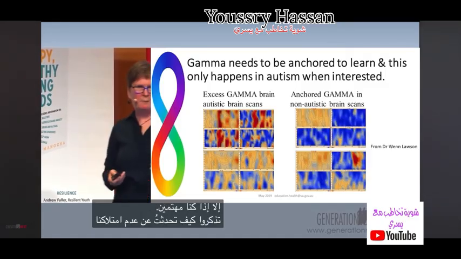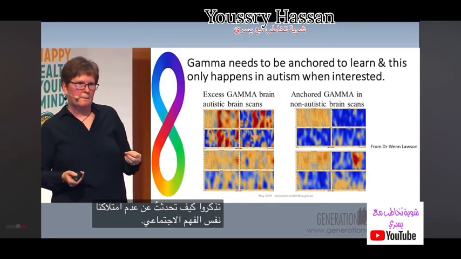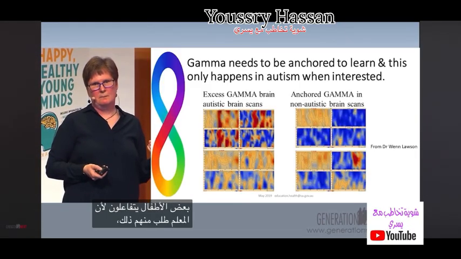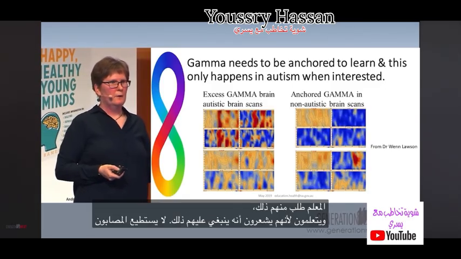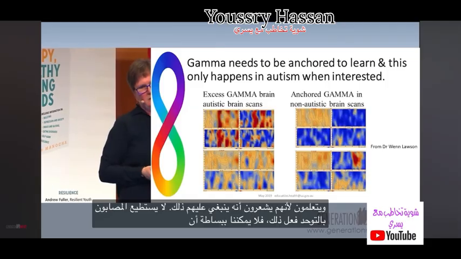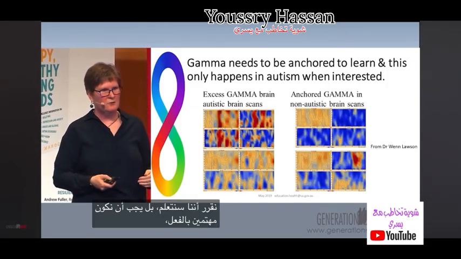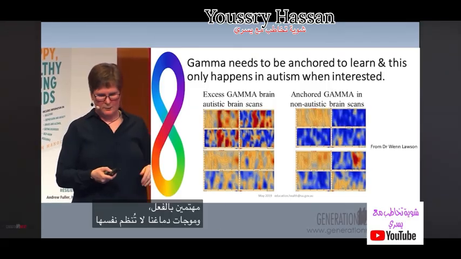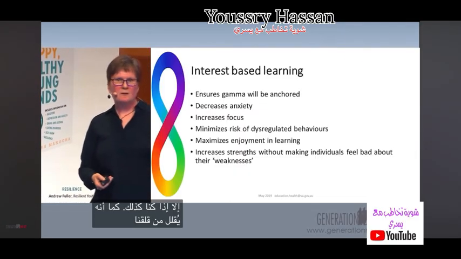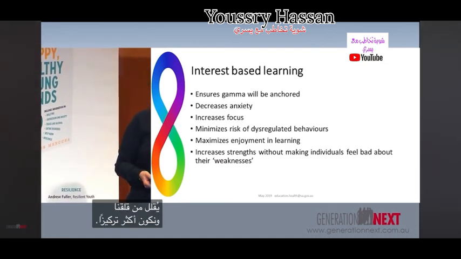Remember how I talked about we don't have the same social understanding? Some children will engage because the teacher has asked them. They will learn because they feel they should be. Autistics can't do that. We can't just decide we're going to learn. We have to actually be interested. And our brainwaves don't organise themselves unless we are. It also decreases our anxiety, and we're more focused.